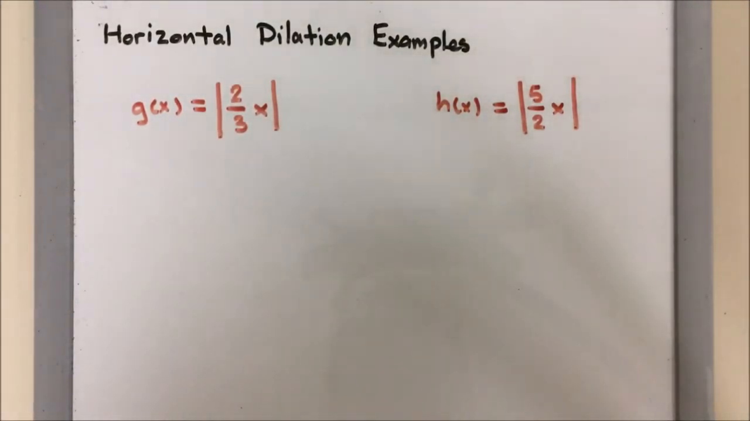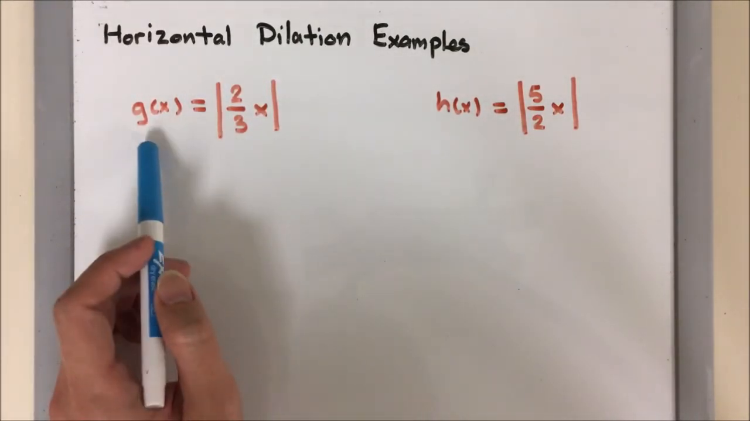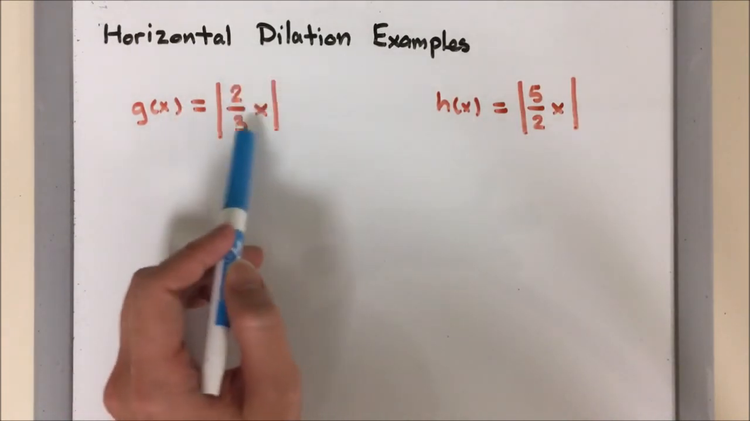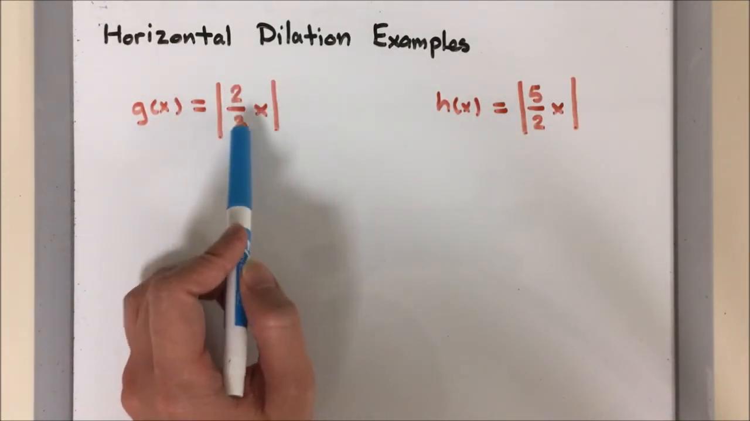So we talked about the graphs. Now let's talk about the examples on how to write out horizontal dilation. Earlier I mentioned to be very careful when it comes to horizontal, and if you start off with a fraction, then you're going to be writing the reciprocal. So let's take a look at the first example. G of x equals the absolute value of 2 over 3 times x.